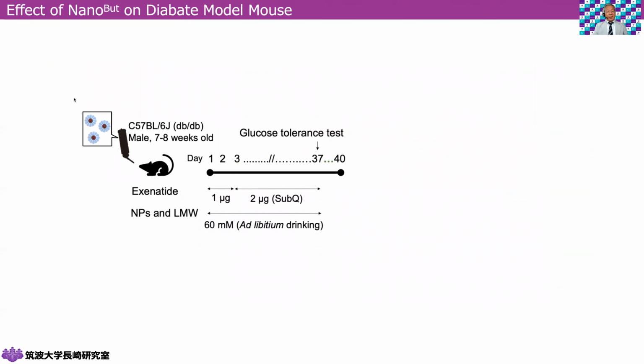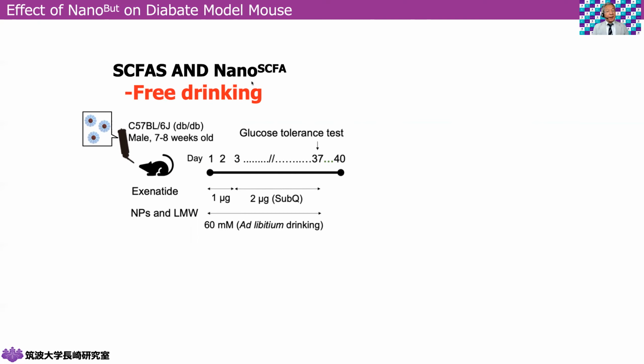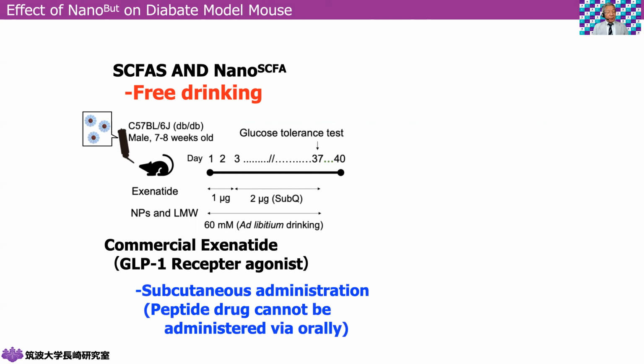Next, we confirm the therapeutic effect in diabetes mouse. We use DB transgenic mouse, administer short-chain fatty acid and nano short-chain fatty acid by free drink for several weeks. As a control, we use exenatide. This is a commercially available GLP-1 receptor agonist. As you know, this is an oligopeptide. We cannot administer it orally. We administer this as a subcutaneous injection.